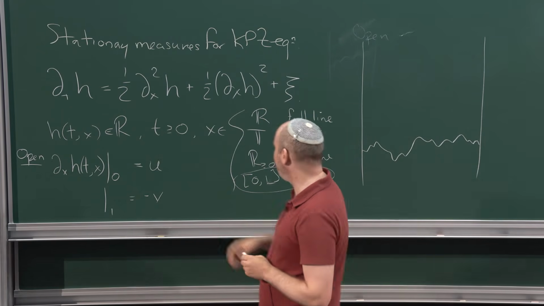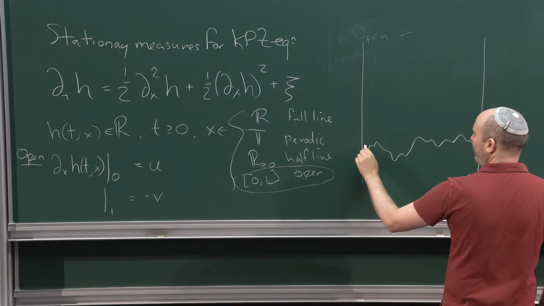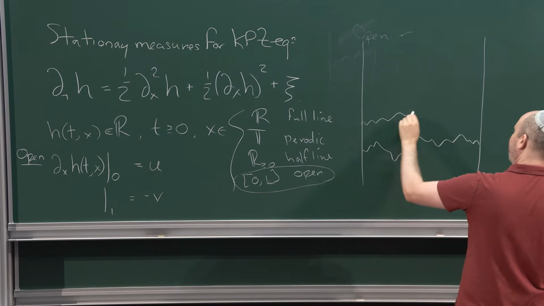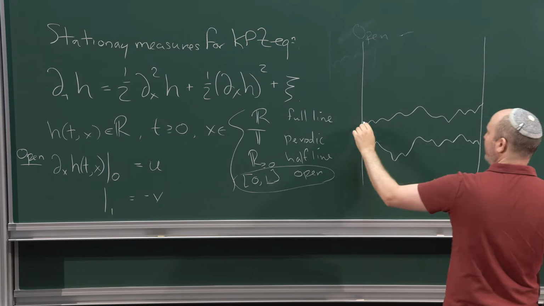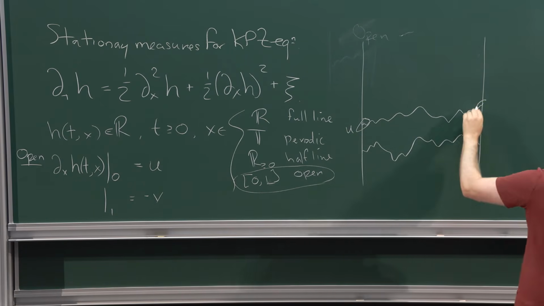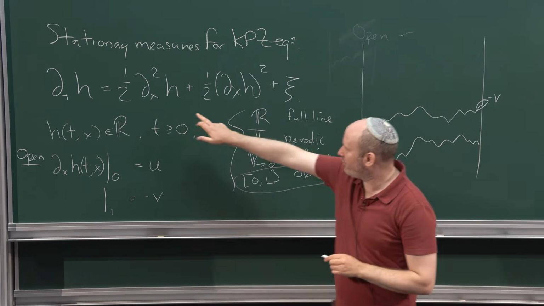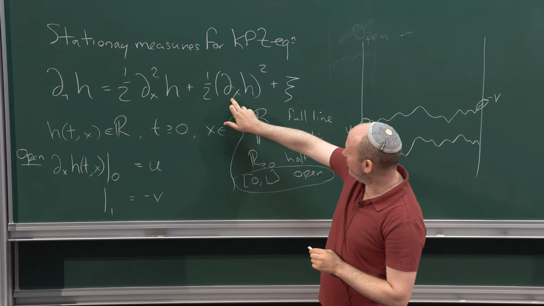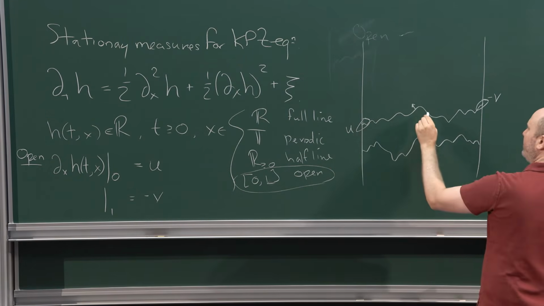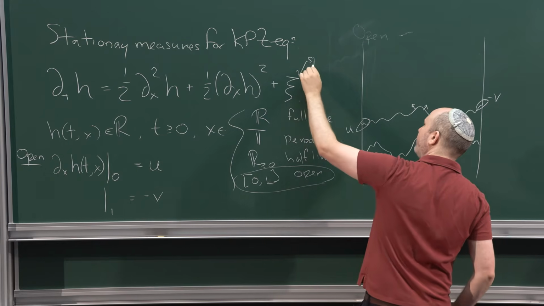So U and V, what they're basically doing is they're enforcing certain slopes at the boundary. So if you look at this after some later time, maybe here you'll locally have slope U, and here you'll locally have slope minus V. Okay, and of course here you have a smoothing term, here you have a lateral growth term. This kind of wants you to spread out. And then this is space-time white noise.